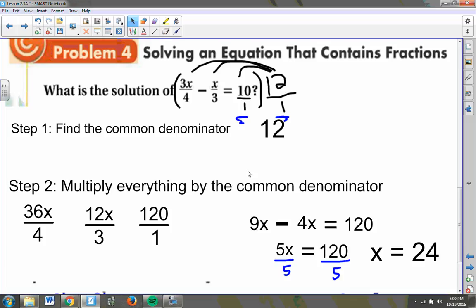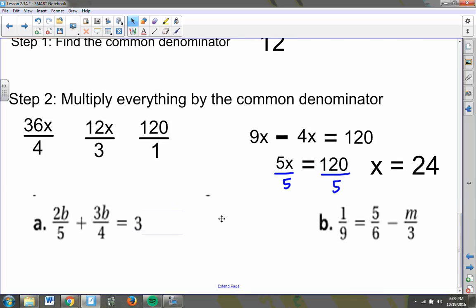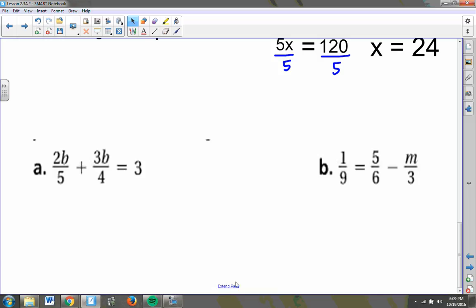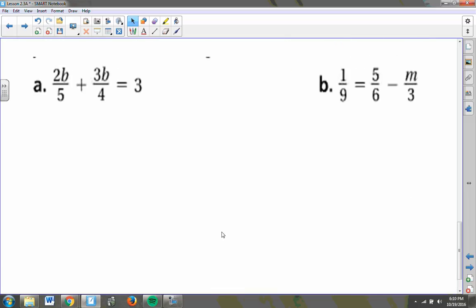Okay? Let's look at one more example here. Let's look at this letter A right here, where it says 2b over 5 plus 3b over 4 equals 3. And what I want you to notice is the common denominator of these two fractions, the 5 and the 4, is going to be a 20. So I'm going to take this whole equation and times everything here by a 20. A 20 over 1. I'll put that over 1.